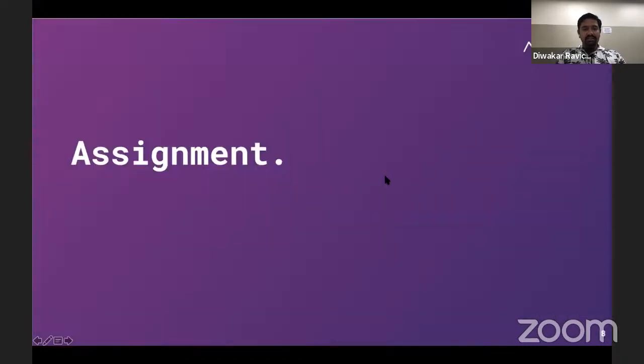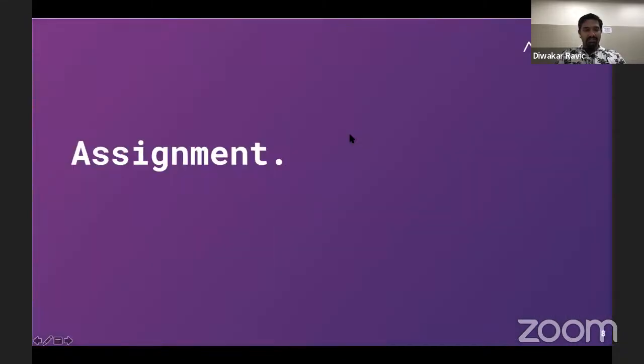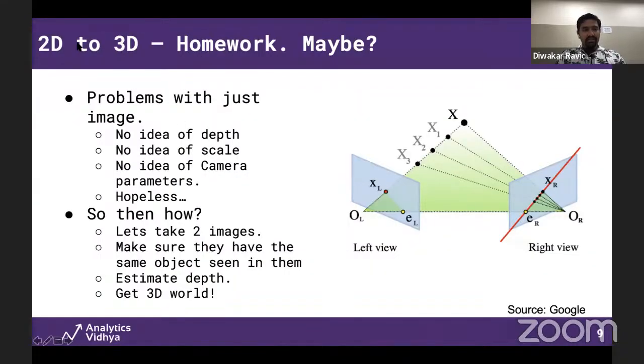So from here, when we move on, I think I've explained a good part of how images are formed. I want you to come up with how we get 2D to 3D. I wanted to give this as homework, but probably not. Typically, the problem with images is that when we want to get from an image back to 3D, the first major issue is we don't have any idea of depth.